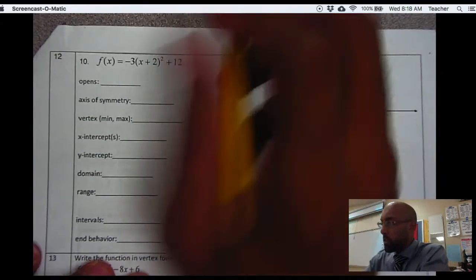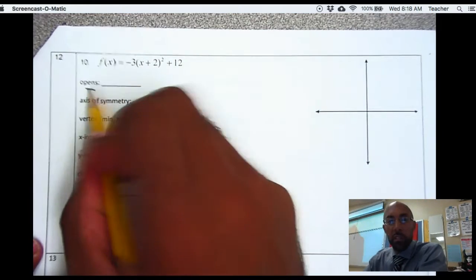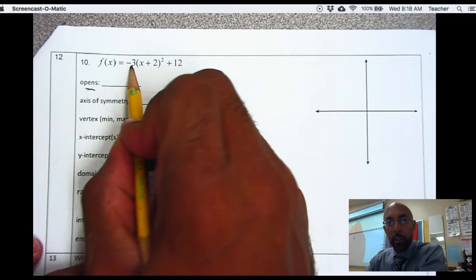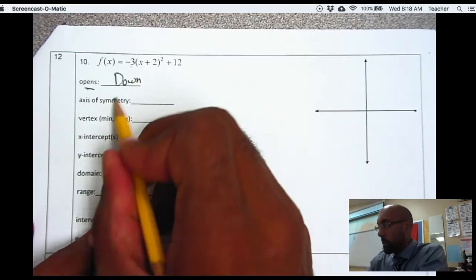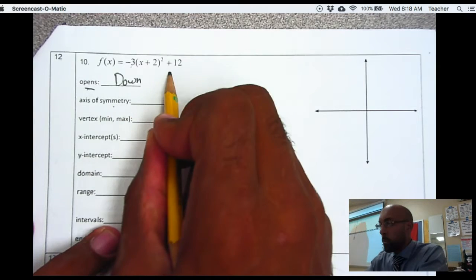Alright, so page 3. Remember, the first question is whether it opens up or down. I notice right away that the number in front is negative, so that's going to go down. Axis of symmetry. Well, this one's a little easier when it's in vertex form.